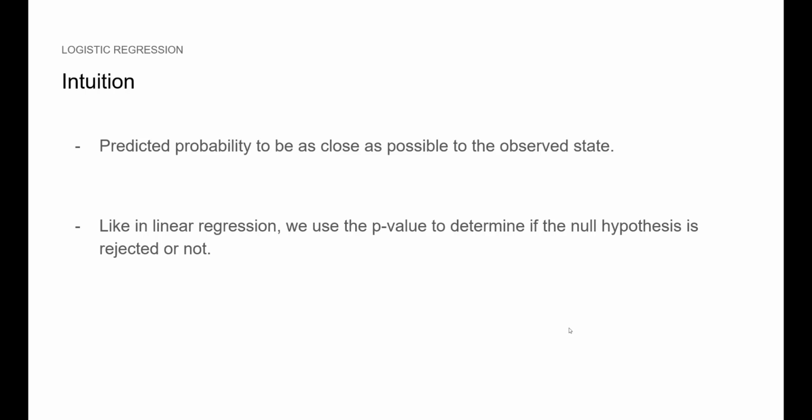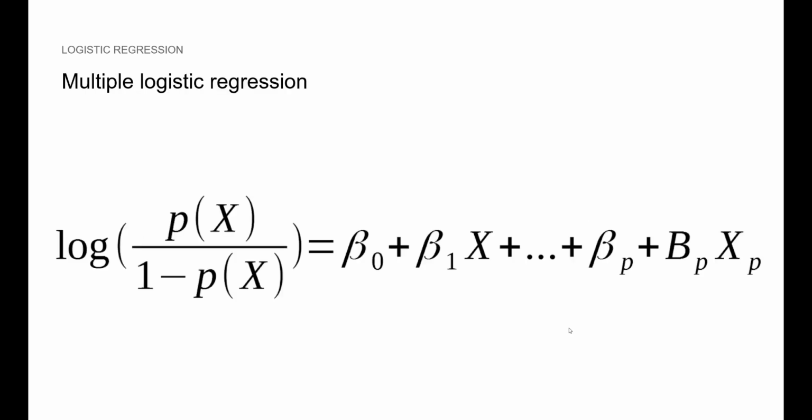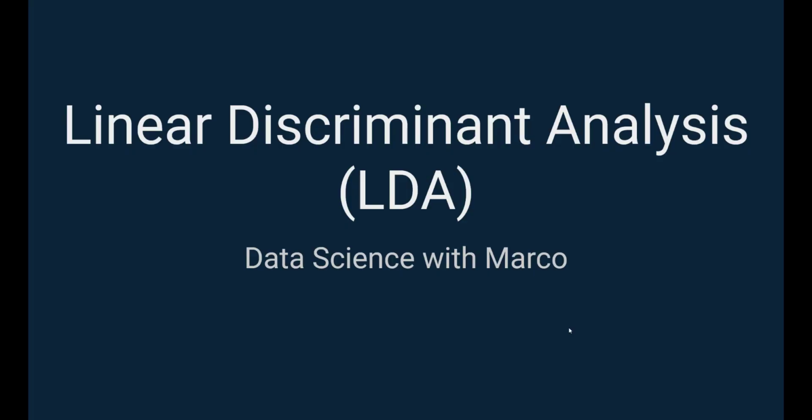And just like with linear regression, we use the p-value to reject or not the null hypothesis. Of course, we can extend the logit formula to accommodate multiple predictors, and this will, most of the time, give you better results since you are considering more predictors. So that's it for logistic regression. Let's move on now to linear discriminant analysis, or LDA.